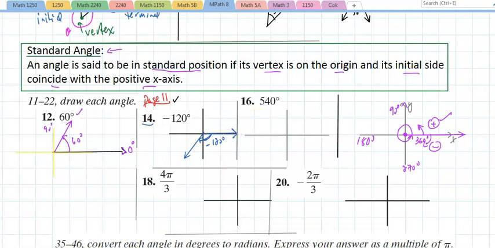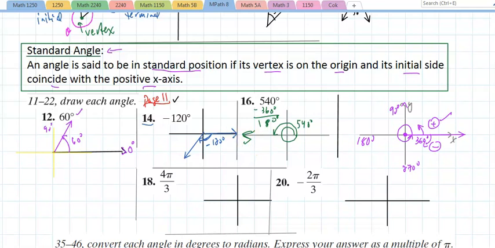540 degrees, well, that's a bit too big. If I make one full revolution, that's 360. If I take away 360 degrees, that's 180 degrees. So I need to rotate 180 more. I'll end up pointing in that direction. This is 540 degrees. So whether I rotate 540 degrees or 180 degrees, I'm pointing in the same direction.